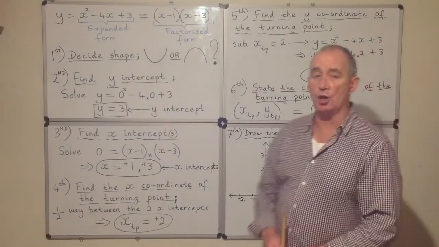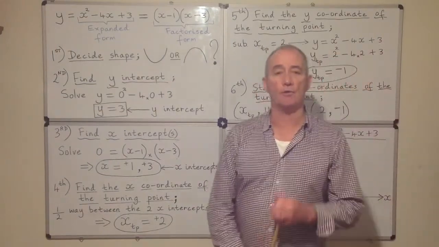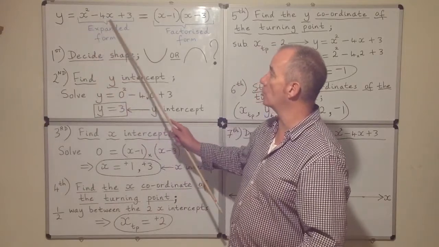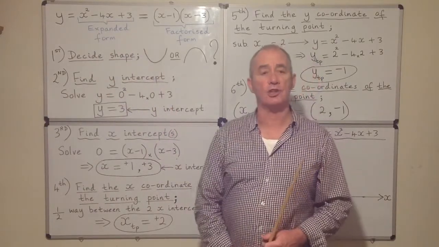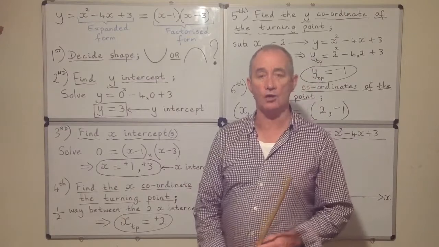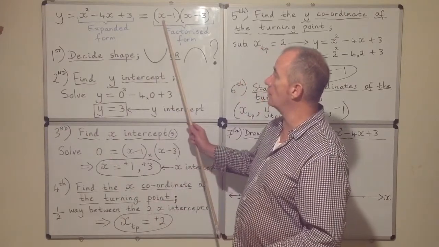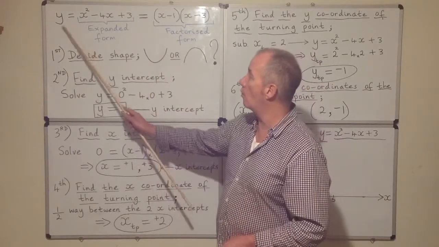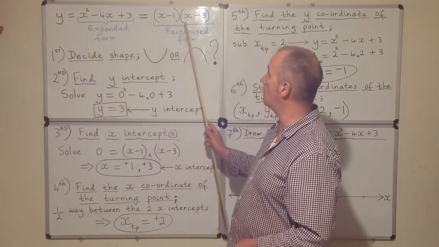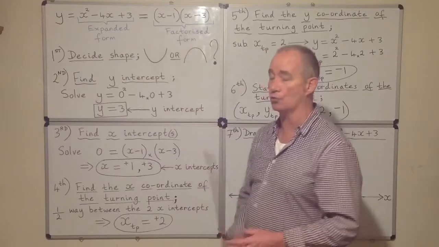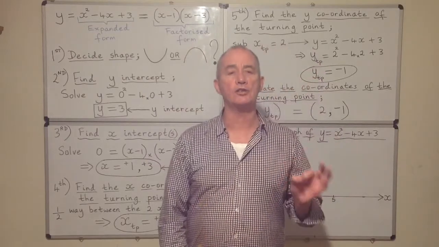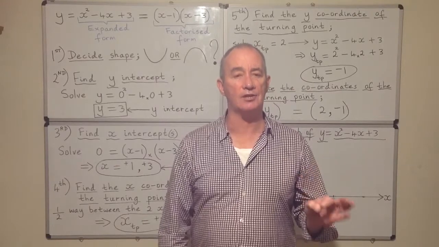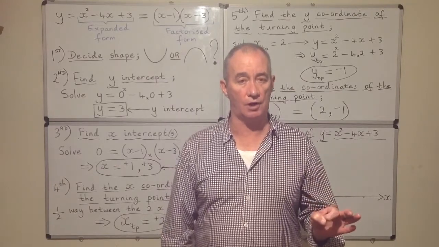So, in this lesson we are going to draw an accurate graph of the following quadratic equation. y equals x squared minus 4x plus 3. That's the expanded form of the quadratic equation. I've also given it to you in factorised form. The factorised form of the quadratic equation is y equals (x minus 1) multiplied by (x minus 3). We need to use the factorised form of the quadratic equation to find the x-intercepts of the quadratic equation.